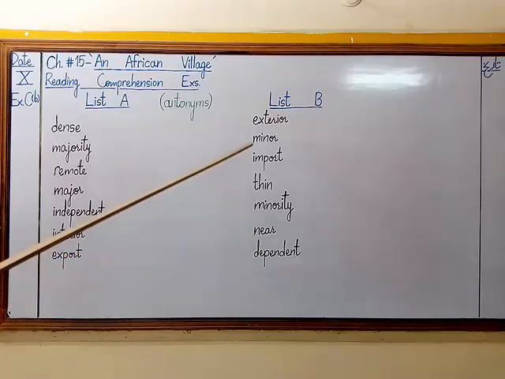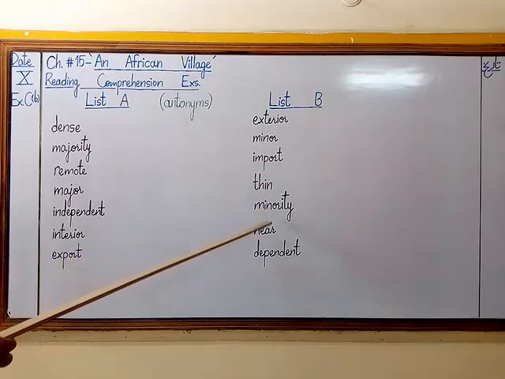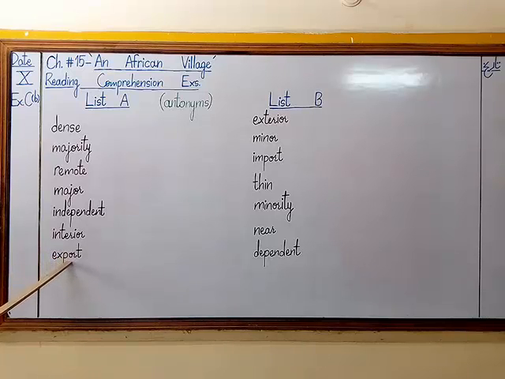While in list B: exterior, minor, import, thin, minority, near and dependent. Let's go through this and find out what the possible antonyms in list A and list B are. I'll start by exemplifying from the last word given here. Export. You know the meaning of export. Goods which are sold outside and earn revenue.